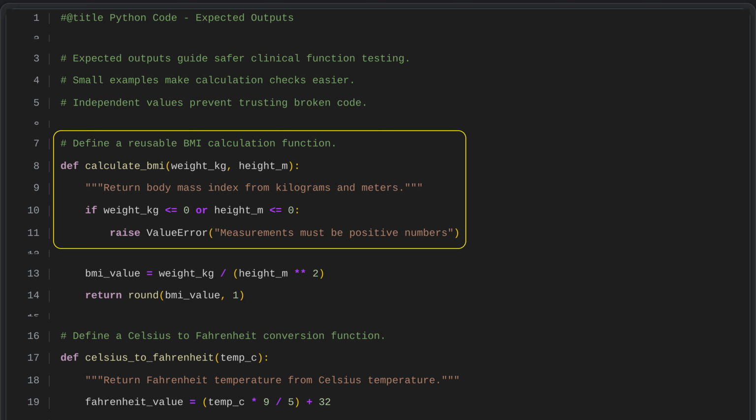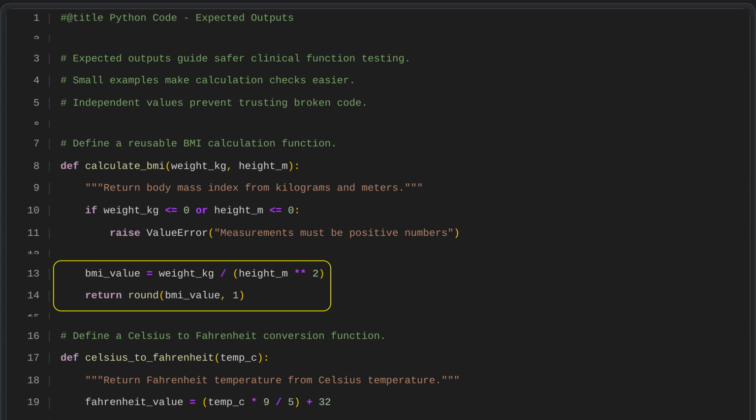The BMI calculation function takes weight in kilograms and height in meters, and first checks that both values are positive. If either value is 0 or negative, it raises an error, because those inputs are not valid for this measurement. When the inputs are valid, it calculates BMI as weight divided by height squared, then returns the result rounded to 1 decimal place. The code calculates body mass index by dividing weight in kilograms by height in meters squared. It then rounds the result to 1 decimal place, making the BMI easier to read and compare.